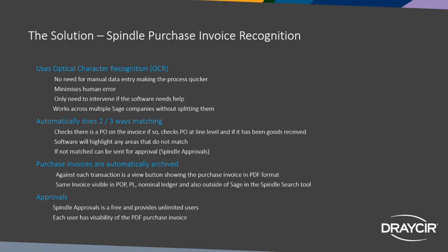The approval side of it. So remember, if you are that company that prints off the invoices for them to get approved, or maybe you're emailing someone, can you approve it? This is a free tool. So this isn't going to cost you anything. It doesn't need to be a Sage user, doesn't have to be a Spindle user. It's just a completely free tool, which is unlimited users. And it also means that when you send something for approval, they'll also have visibility of the PDF purchase invoice as well. So actually that's nice and easy to use, the approvals tool as well.